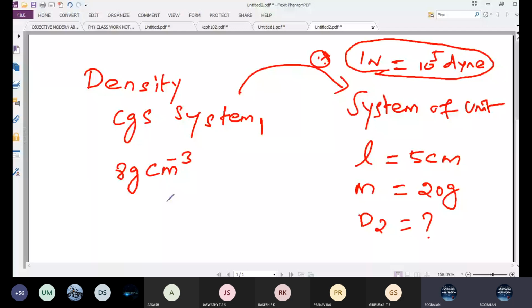Everyone write the formula. N2 equal to N1 into M1 divided by M2 whole power a, L1 divided by L2 whole power b, T1 divided by T2 whole power c. This is the formula. Density is mass by volume. Density dimension formula: mass M, volume L power minus 3, T power 0. Okay. Try yourself.